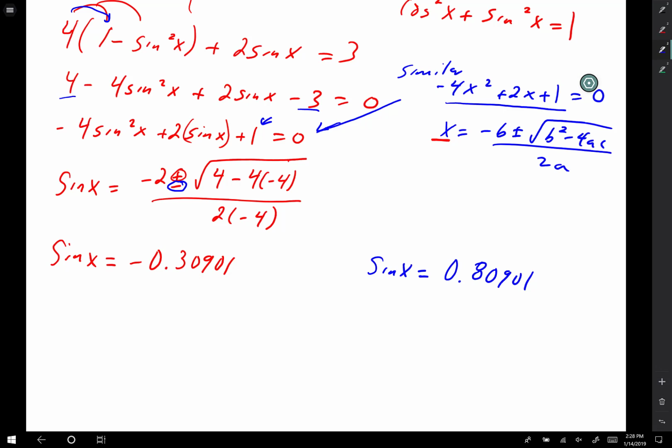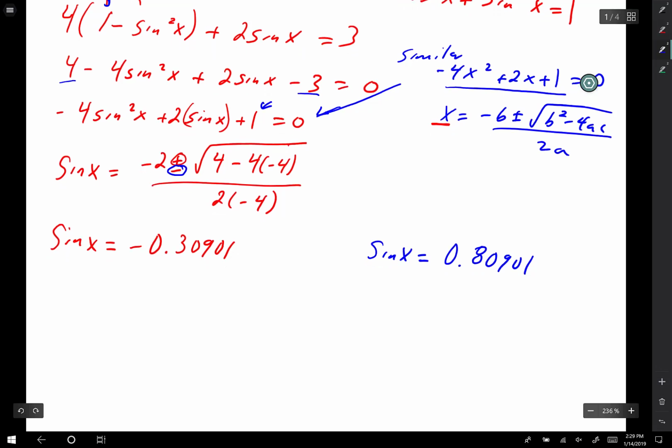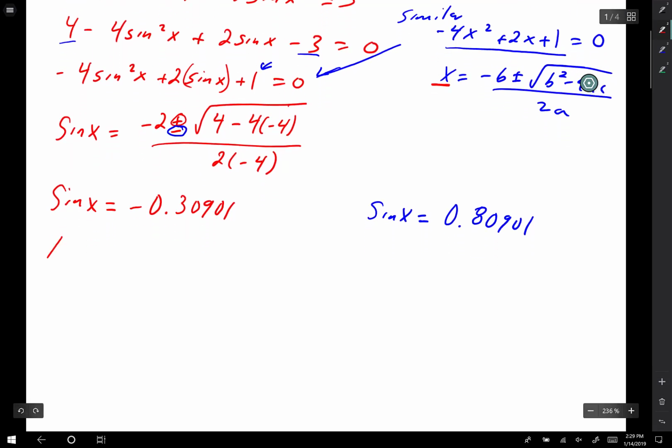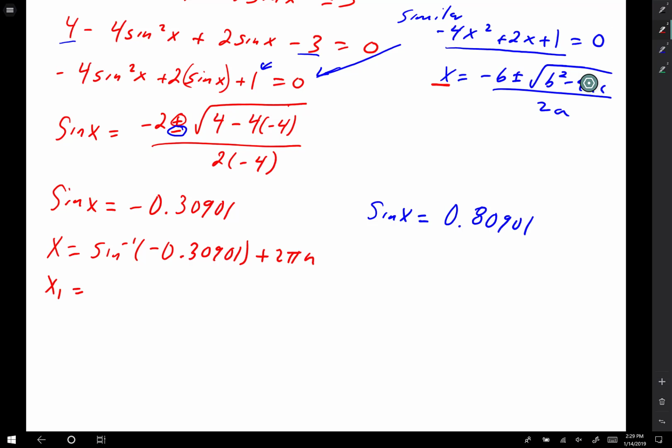Make sure your mode is in radian mode. I think my mode is in radian mode. Yes, it is. So here we go. Which one do you want to do first, the red or the blue? Red. Here we go. x equals arcsine of negative 0.30901 plus 2 pi n. So my first equation, I'm just going to type that into the calculator. Arcsine of negative point. I would not round it. I would use the number stored in the calculator, guys.